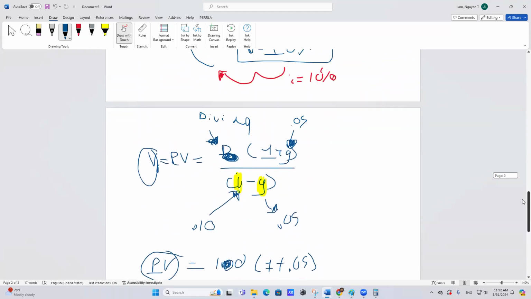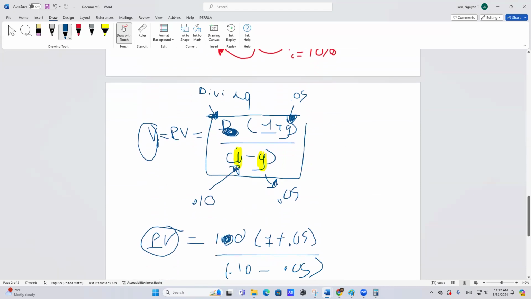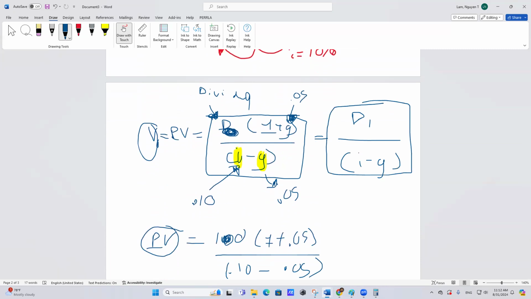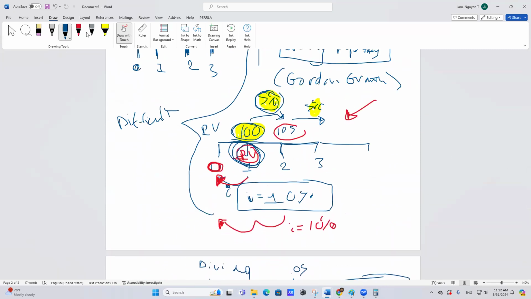However, just keep in mind this formula right here. One other thing I want to tell you guys is the equation you also have is D1 divided by I minus G. Just remember these two equations, because D1 is the one that already experienced the 5% increase growth rate. So in this case, it's the 105.